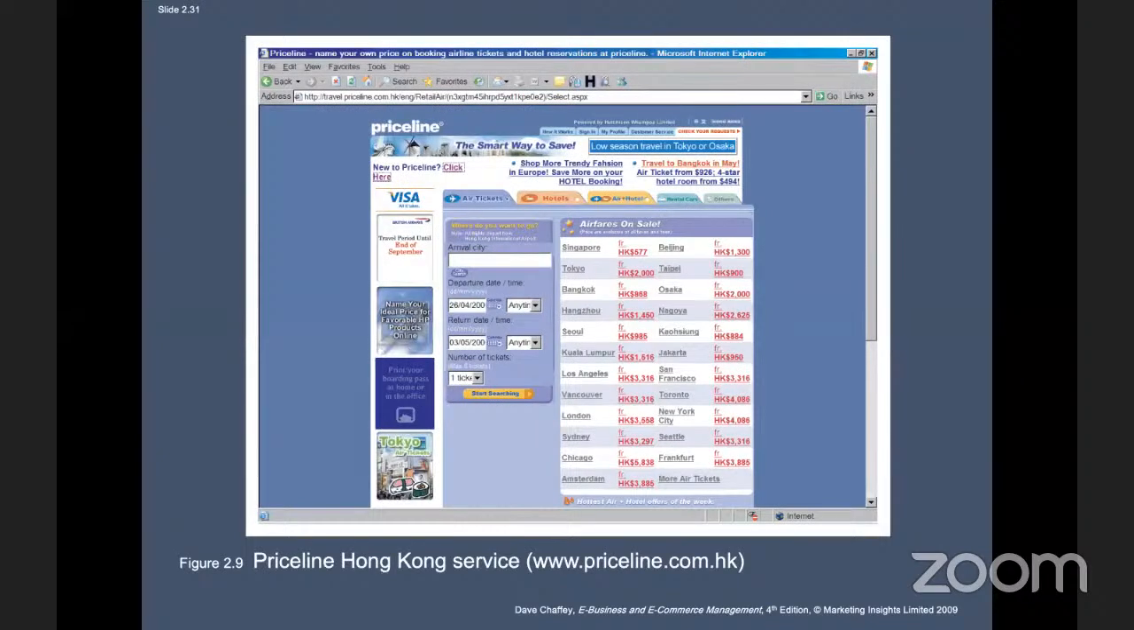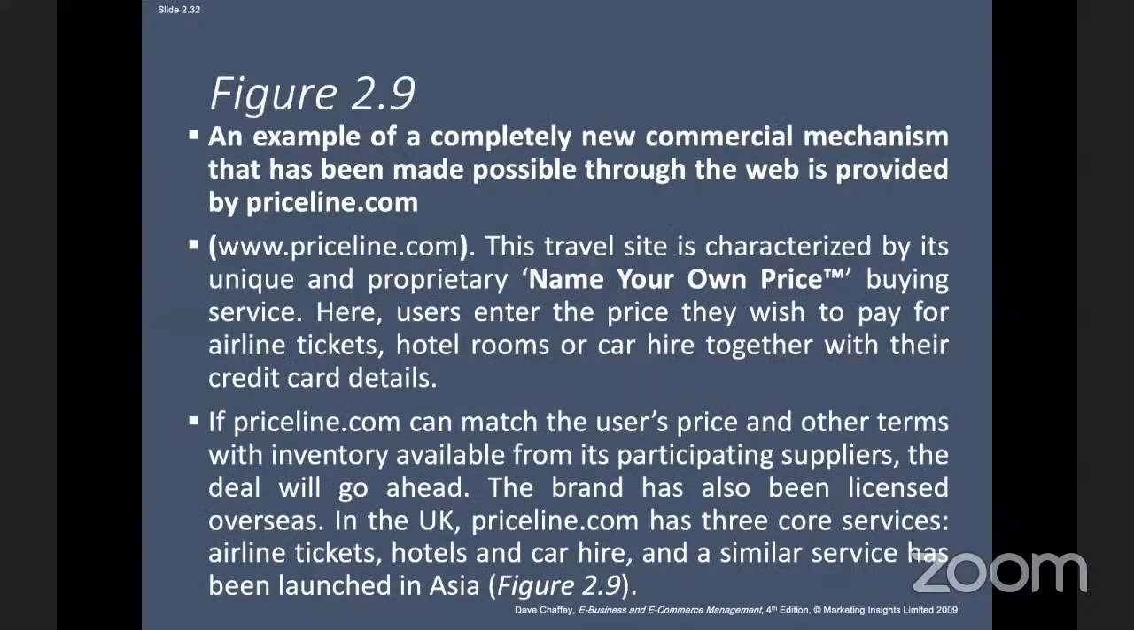Okay, here is the Priceline Hong Kong service. These are some Priceline pages from the data shown from Hong Kong. Okay, figure 2.9, an example of a completely new commercial mechanism that has been made possible through the web is provided by Priceline.com.